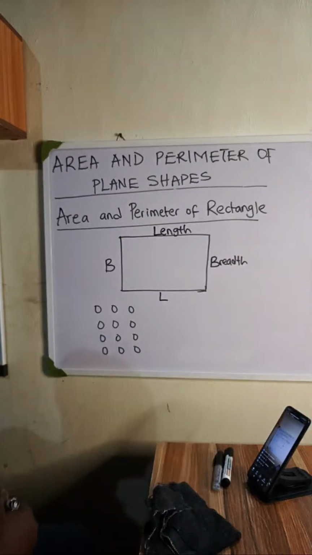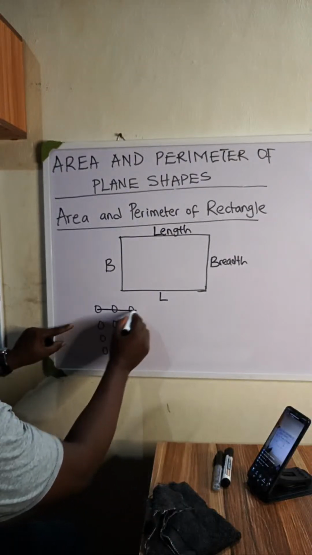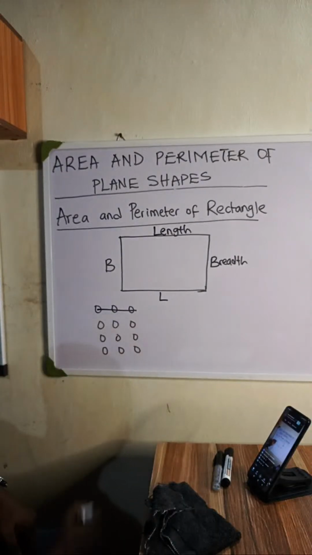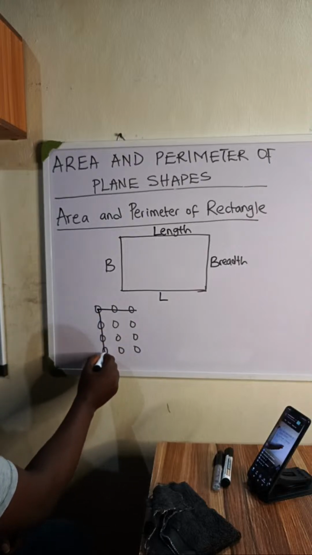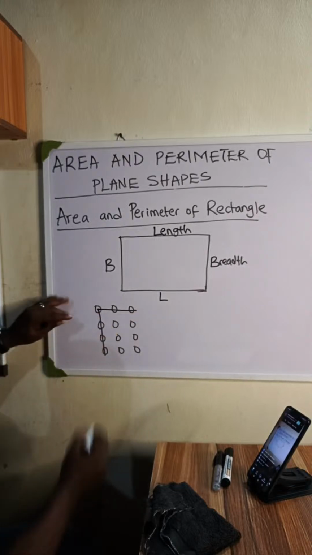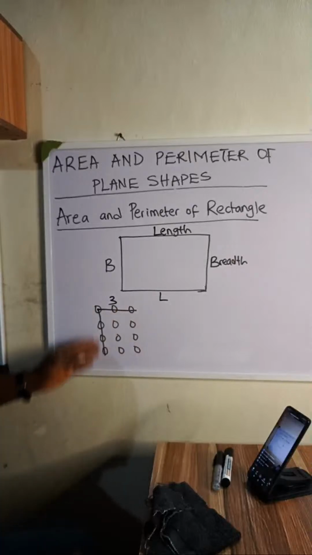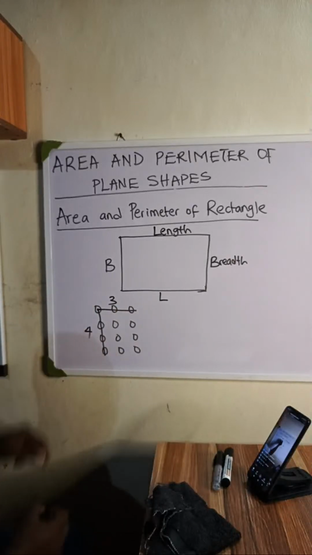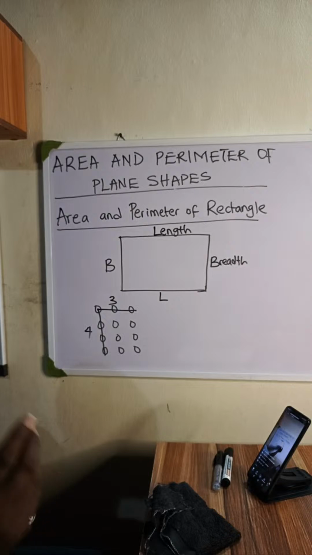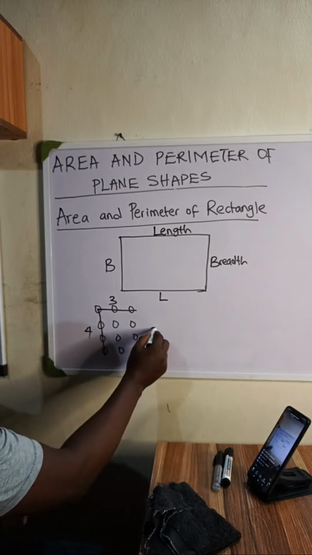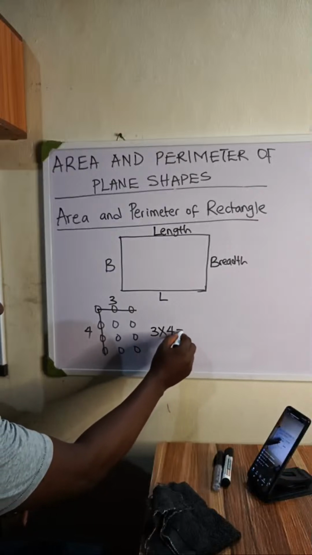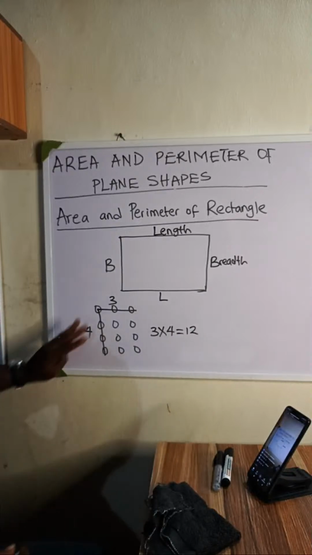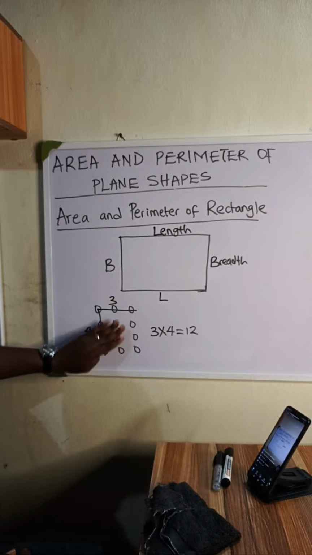But another way of doing this, I can simply count the number of students in front and the number of students at the side. The number of students in front is 3. The number of students at the side is 4. Once I know the number of students on those two sides, all I need to do is multiply them. 3 multiplied by 4 gives me 12, the total number of students here.